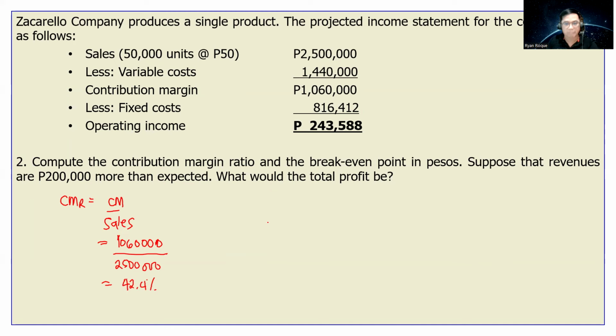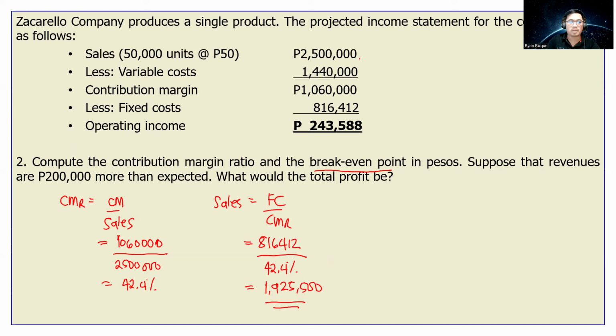Okay, so how much must be sold, or how much should we generate to achieve the break-even point? So sales would be fixed cost over the CMR computed. The fixed cost is still 816,412, and you just have to divide it by 42.4%. And you will arrive with the amount of sales of 1,925,500. For you to break even, you should sell 1,925,500. And obviously, the company projects 2.5 million. So therefore, we are expecting operating income.